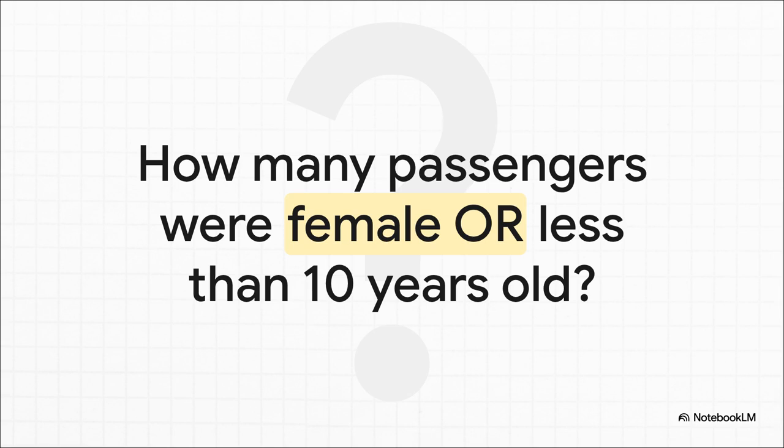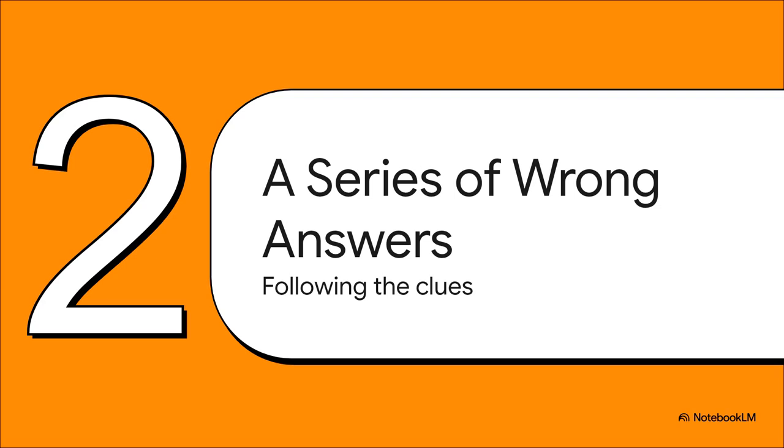Okay, so here's our mission. We have this big spreadsheet of Titanic passengers, and we need to figure out how many of them were either female or less than 10 years old. That's it. Female or a child under 10. Seems totally straightforward. But is it? Let's find out.